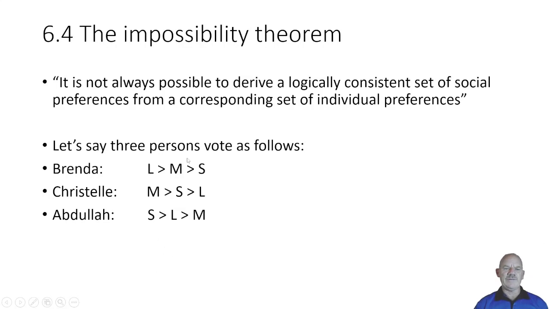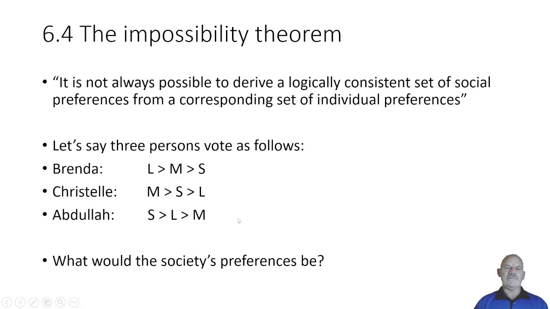So if we have three individuals and they show what their preferences are, Brenda likes L best, and then M, and then S, and so on, then what will society's preferences be if these were the individual preferences? You should be able to see that there is no clear logic, because there's a majority choosing L over M, there's a majority choosing M over S, and there's a majority choosing S over L. So it's a circular type of preferences. So that's what Arrow said.